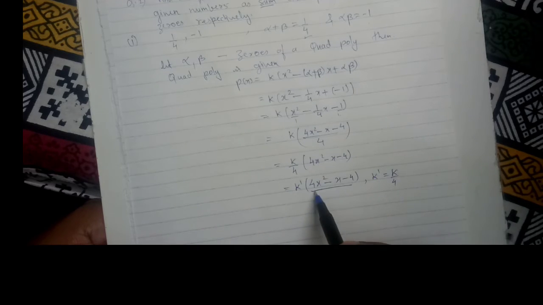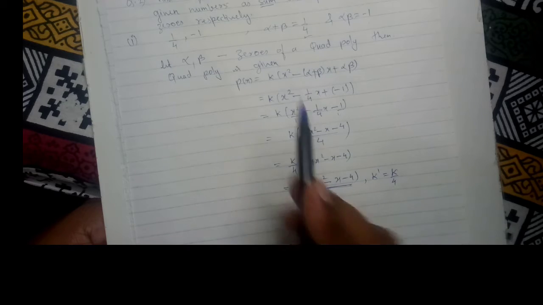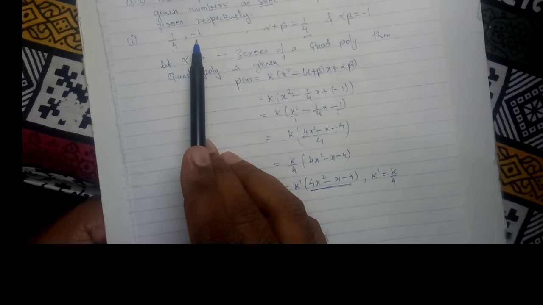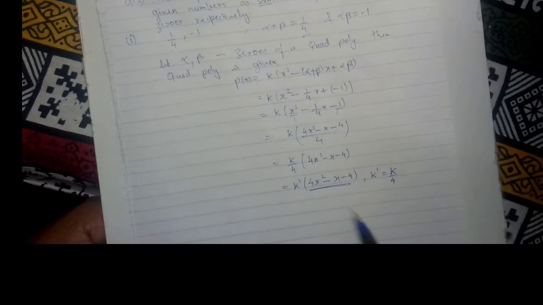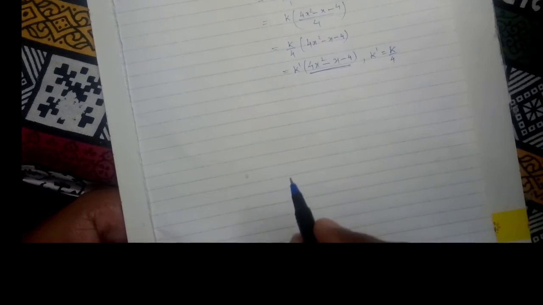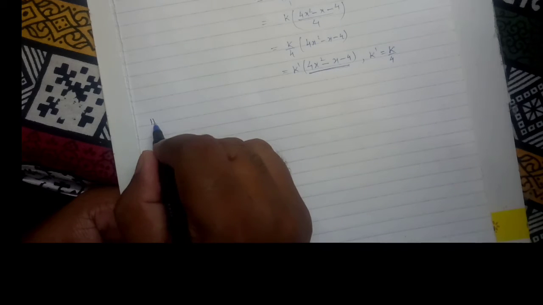This is your one quadratic polynomial which will have sum of zeros as 1 by 4 and product of zeros as minus 1. Hope you have understood this. Okay, let's move to the next question. When we do all the questions, you will be able to understand it very formally. So let's move to the second one.